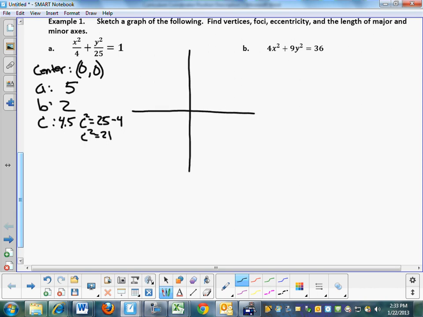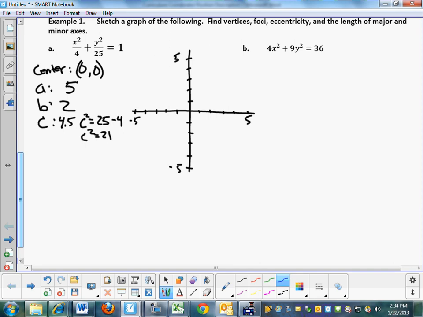So I'm going to draw my graph. I go up 1, 2, 3, 4, 5. 1, 2, 3, 4, 5. People were asking for graph paper, and I said, I'm going to draw a good graph. So take that.